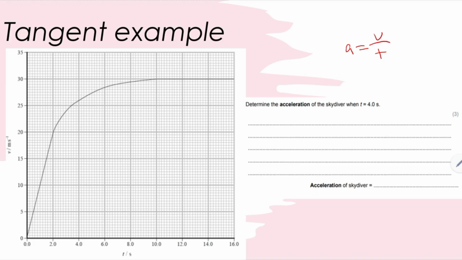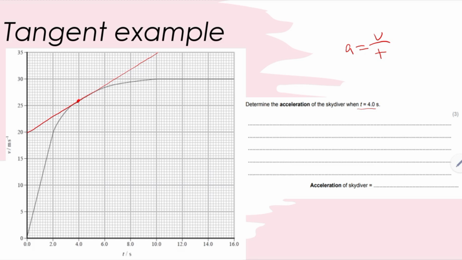So we need to find another gradient of a tangent in this example, as the graph is a curve at t equals 4 seconds. So we need to get the point of 4 seconds and we need to make a tangent. And that's the tangent. You want to make it as big as possible so you could get the most accurate results and answers. So we need to find the coordinates.